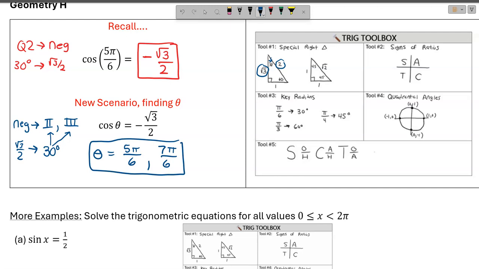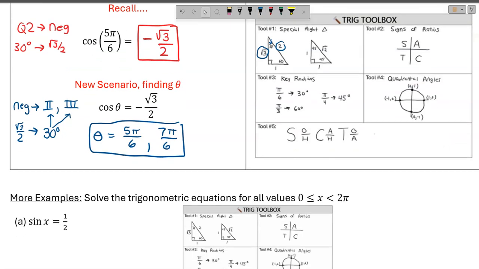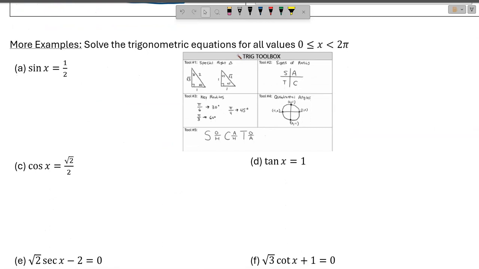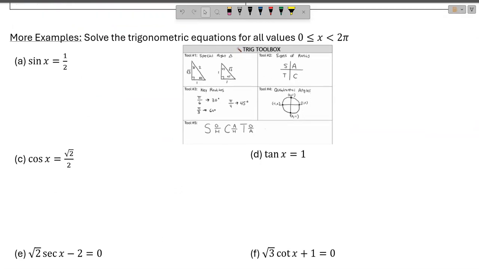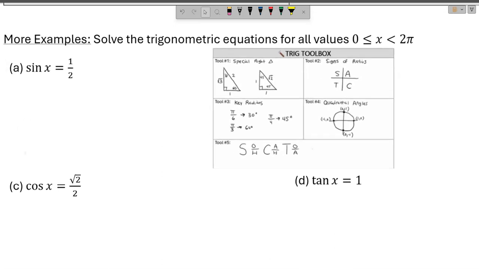And this new scenario of finding theta is going to be exactly what we discuss for the remainder of the video. We're just going to look at some different scenarios now. So let's go ahead and move down into those examples and actually take care of this. Now, at any point, if you want to pause the video and try it yourself before you hear my explanation, I highly suggest you do that to give yourself a chance to see what you might be able to do on your own before you get the guidance. So let's start with letter A.